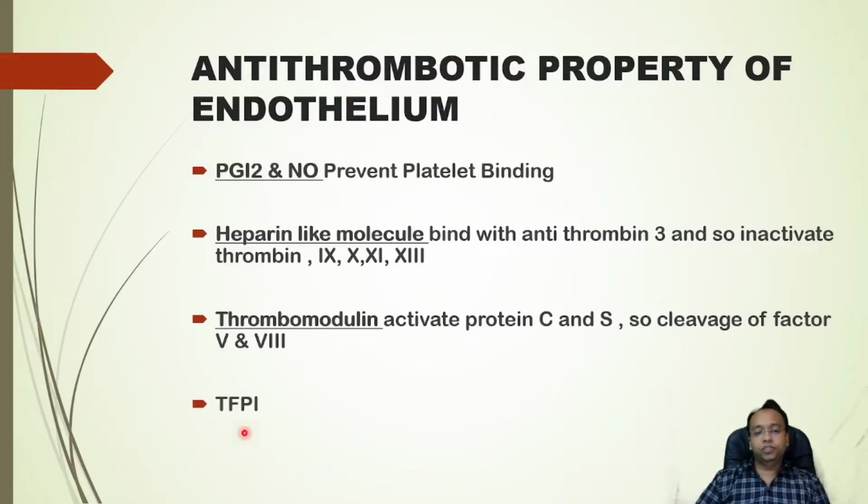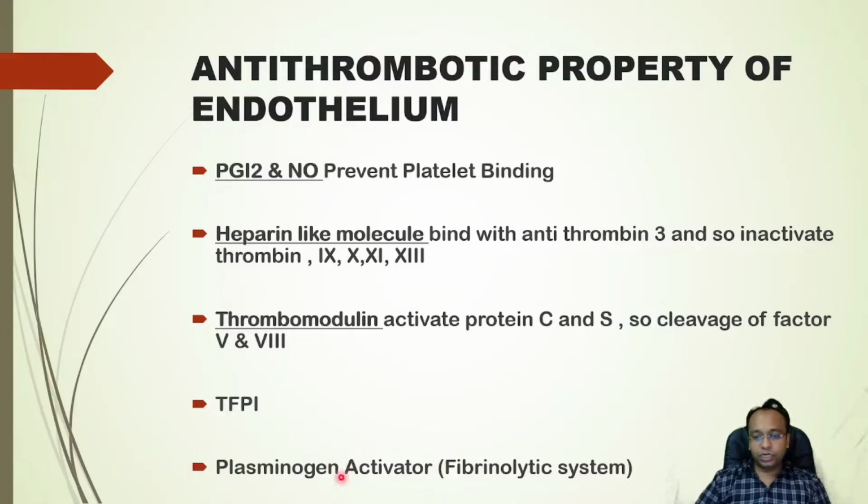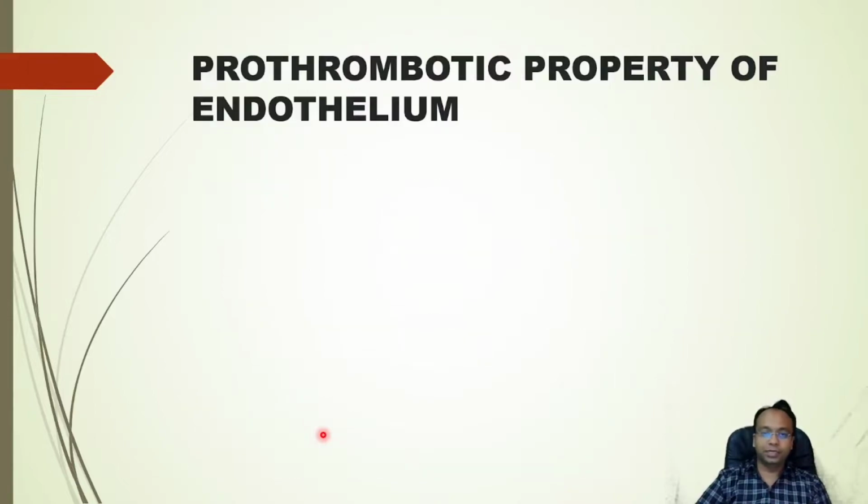All right. Then tissue factor pathway inhibitor will prevent thrombosis. And finally, by tissue plasminogen activator, the fibrinolytic system can prevent clot formation, that is mediated by plasmin, right? So the fibrinolytic system, which will be secreted by the endothelium, will also prevent the thrombus.